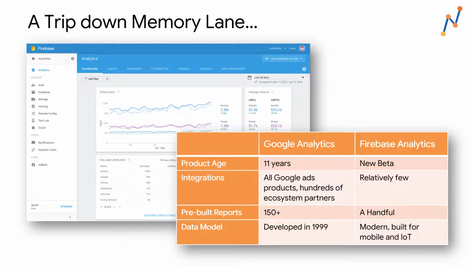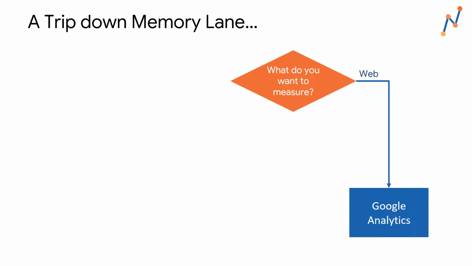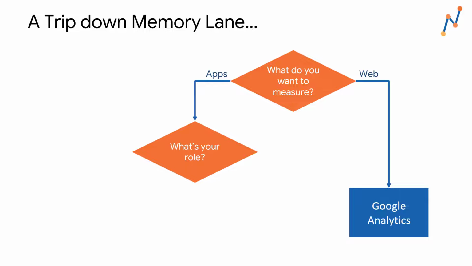And this left the product at that time bifurcated, causing a lot of confusion because the user was left in a strange state depending on what they wanted to measure. If the intention was to measure web, then Google Analytics should be used. But when it came to measuring apps, there was another decision to be made depending on what your role was.